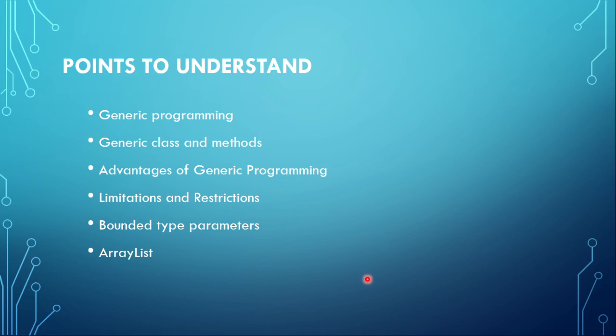Limitations and restrictions: yes, there are few limitations. You cannot overload, and you cannot use primitive data types like int. Instead of that, we are going to use Integer, String, like a wrapper class. And bounded type parameters are used for restriction. If you want to restrict a parameter, then we'll be using bounded types. And array list, we have already discussed. It is growable in size, right? There are a lot of advantages of using array list.